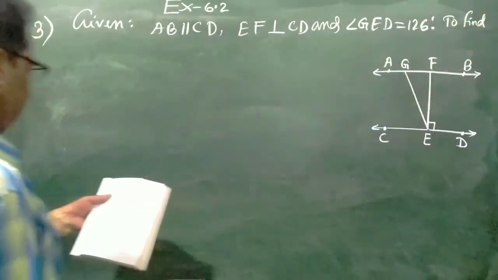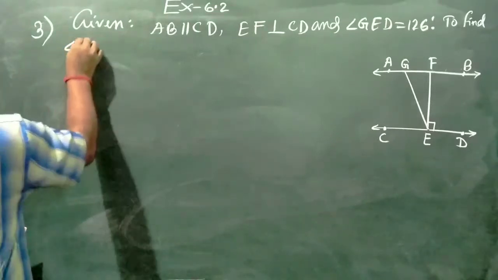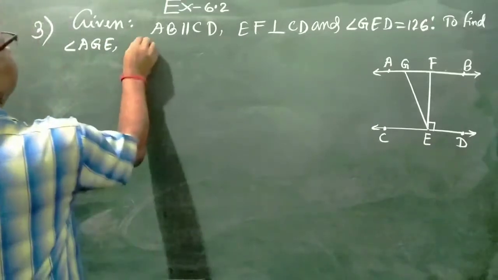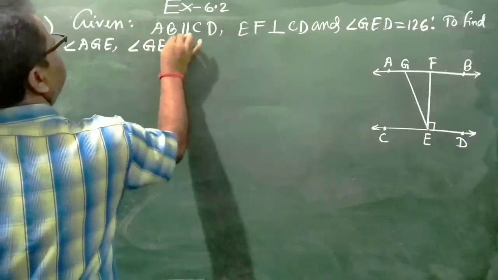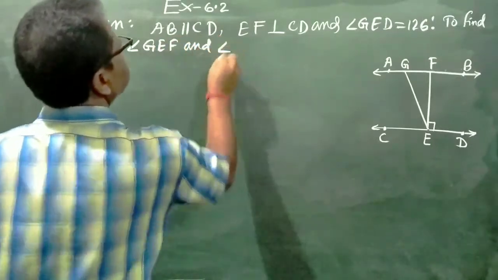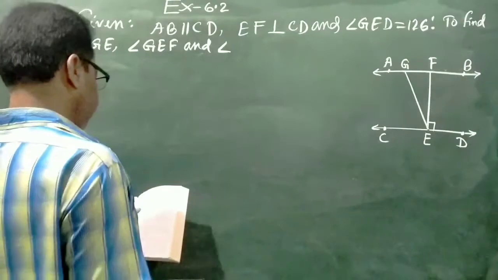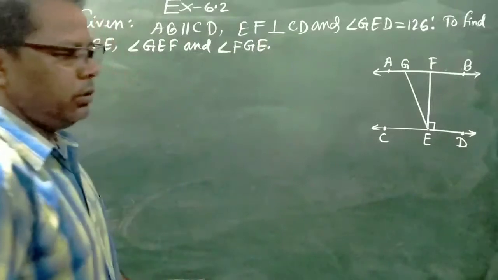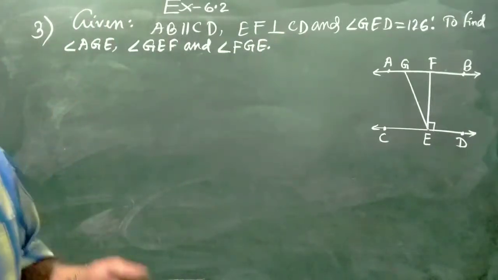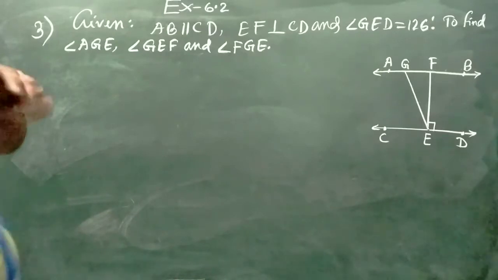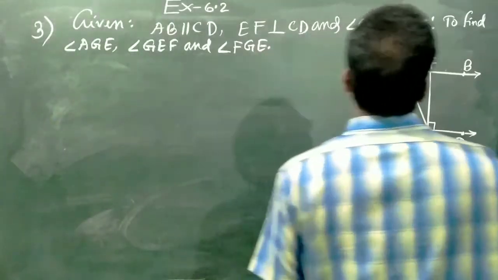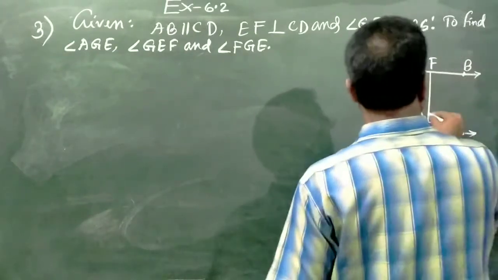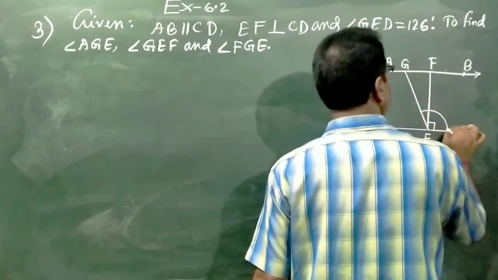three angles there, that is angle AGE, GEF, and angle FGE. So these three angles we need to find out. First we need to see the figure. Angle GED is 126. This angle completely is given as 126.